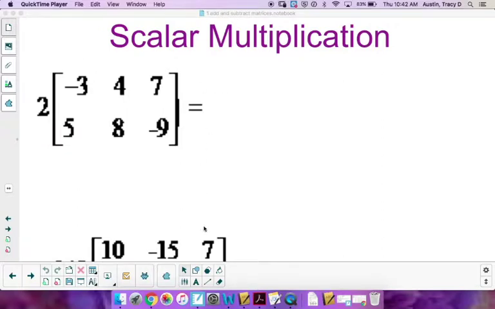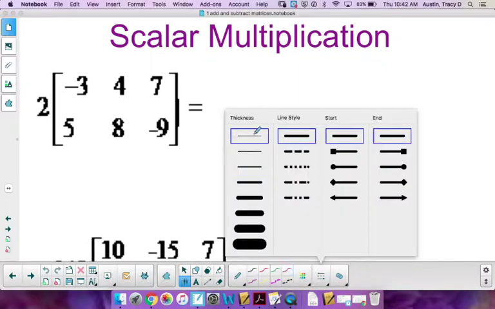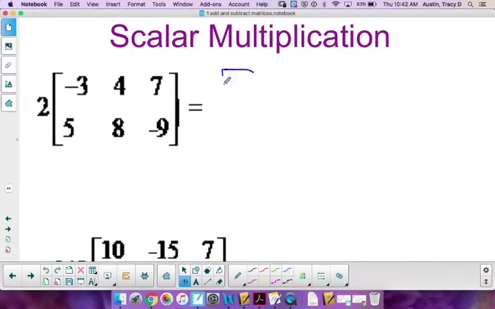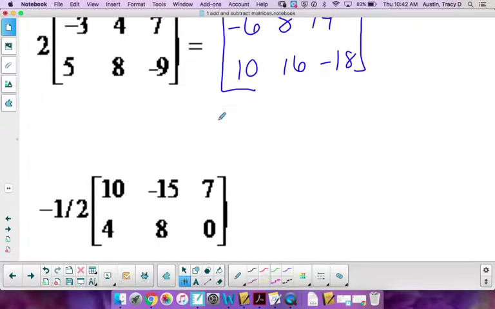So for this example, we're taking the whole matrix and we're multiplying it by 2. Okay, so 2 times -3, 2 times 4, 2 times 7, 2 times 5, 2 times 8, and 2 times -9. All right, so let's try the next one.